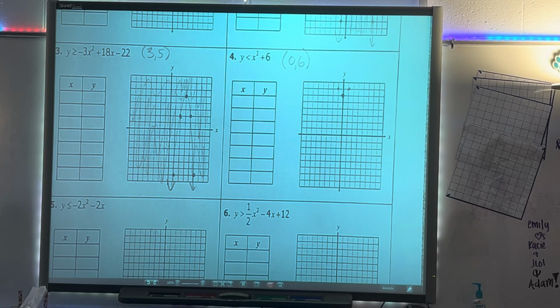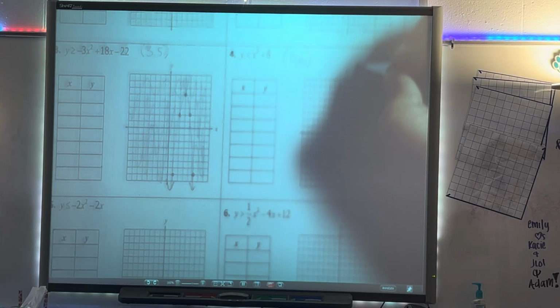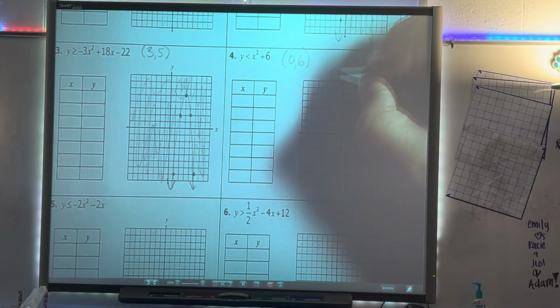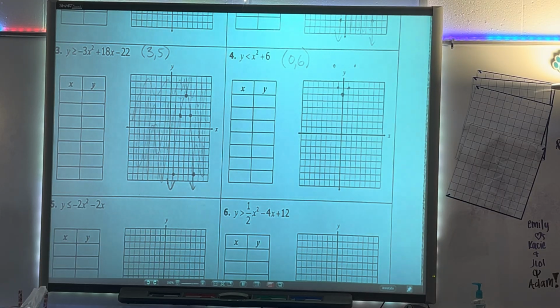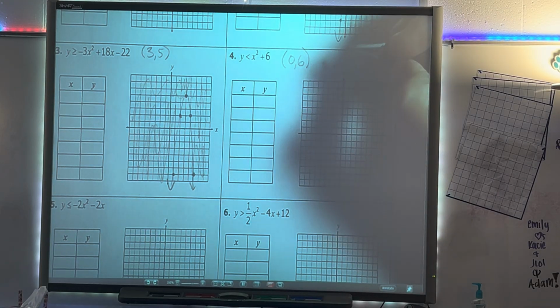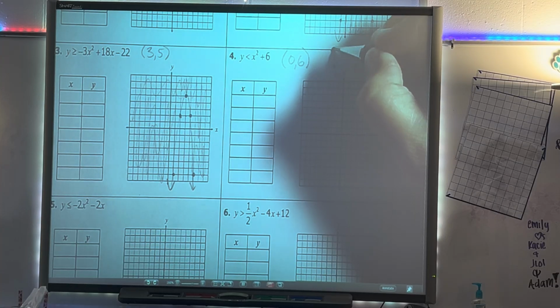Is it 10? Okay, which would be, this is 8. 10 would probably be, I don't know, about right here, ish. Just kind of get an idea. Alright, is this solid or dashed? Yeah, this one will be dashed, so it would look something like this.